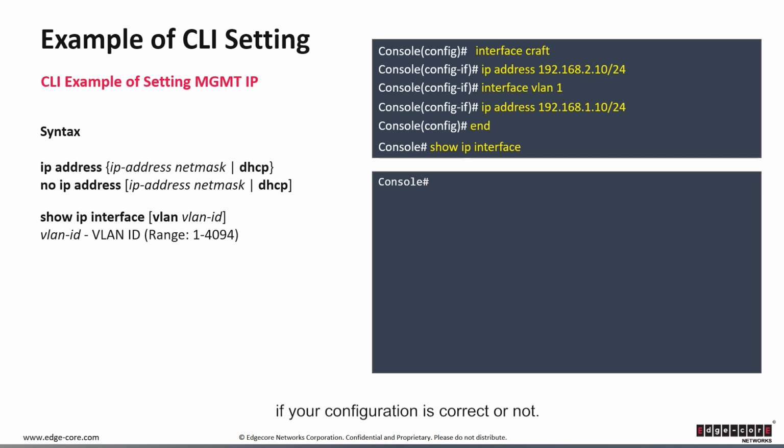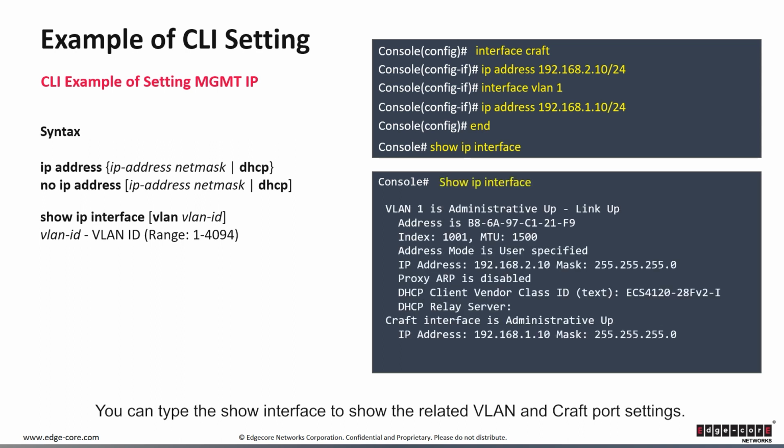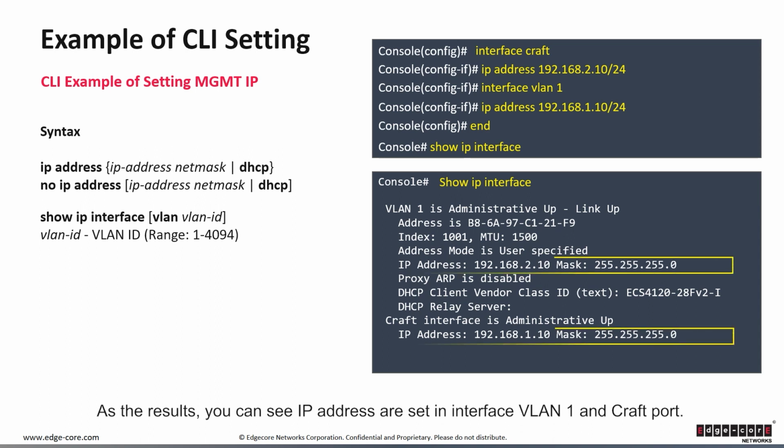You can type show interface to show related VLAN and Craft port settings. As a result, you can see IP addresses are set in interface VLAN 1 and Craft port.